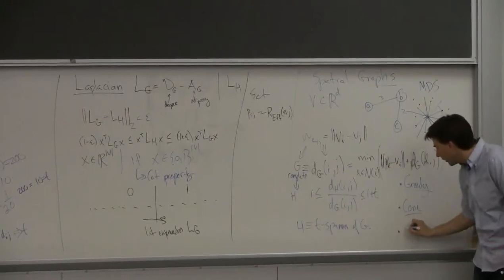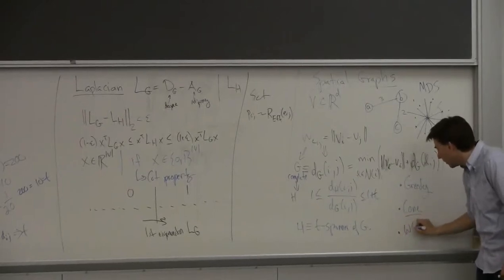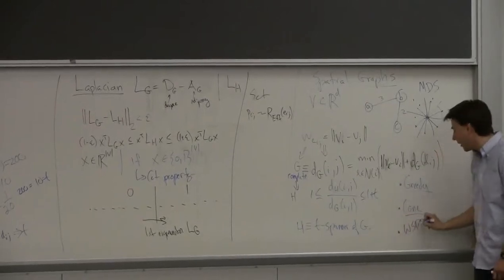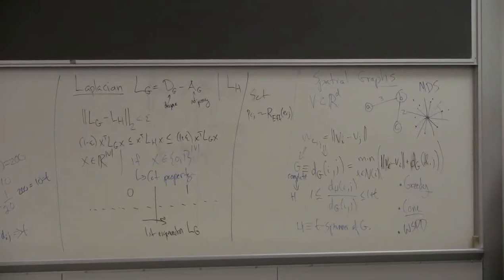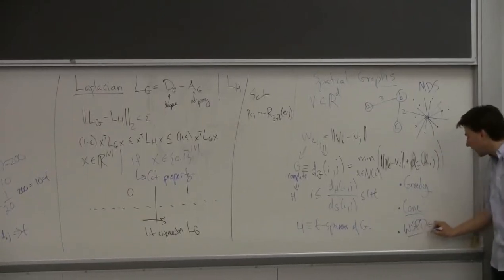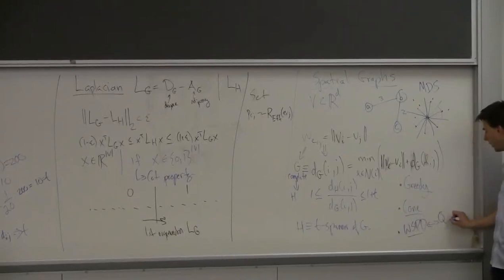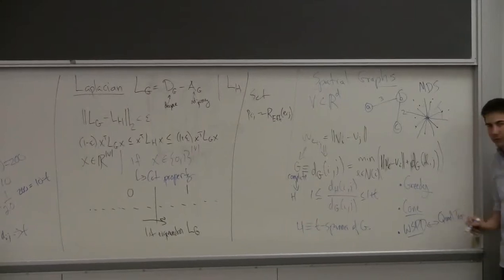The third way is to build a structure called a well-separated pair decomposition. The definition is really technical, but it has some cool properties. And it's basically based on a quad tree decomposition of the space.